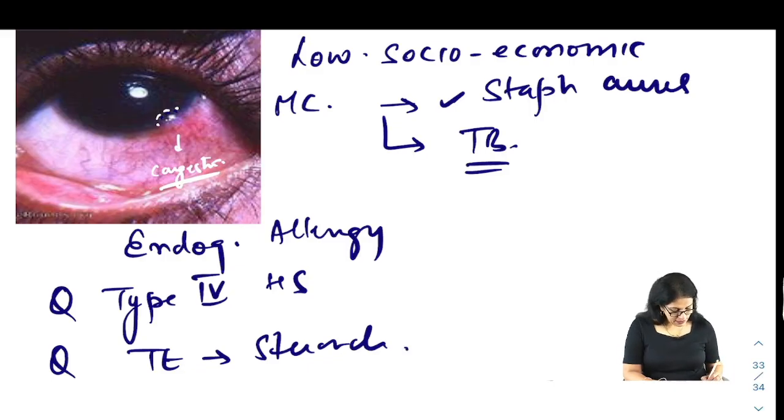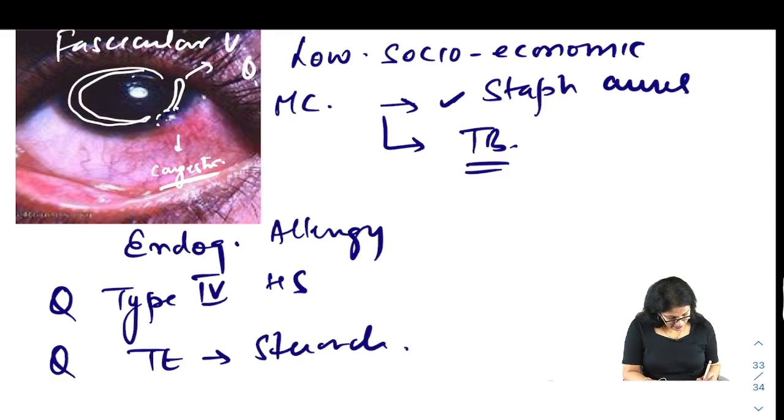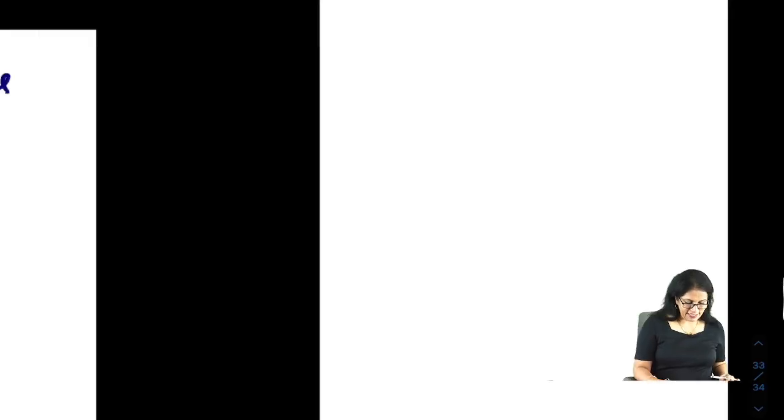Another question can be that this phlycten can lead to formation of an ulcer, which is called a fascicular ulcer. This is another exam question, fascicular ulcer. And this fascicular ulcer can later turn into a ring ulcer. So these are some points about phlyctenular conjunctivitis.